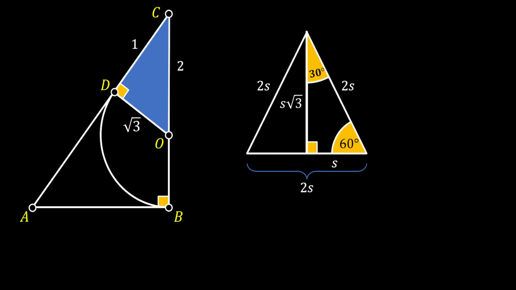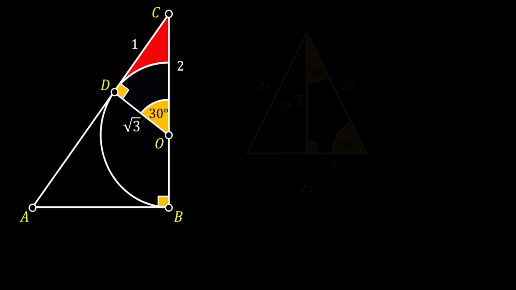And if you take a look at our sketch, you can see that 30 degrees is located between two lines which are in 2 to square root of 3 relation. And those two lines on our sketch are lines DO and OC, which means that the angle at the point O must be a 30-degree angle. Now you can probably see why this sketch is out of scale. But it's okay, it doesn't really matter for us.